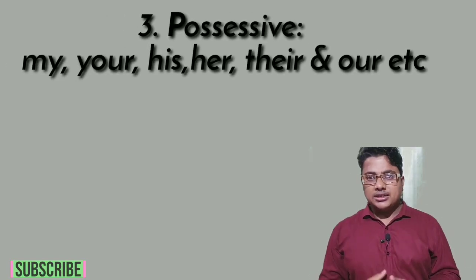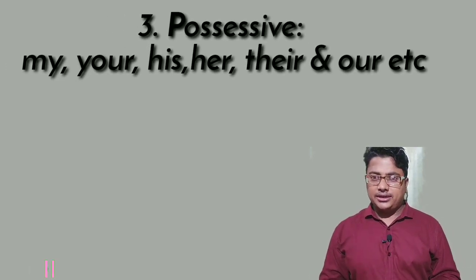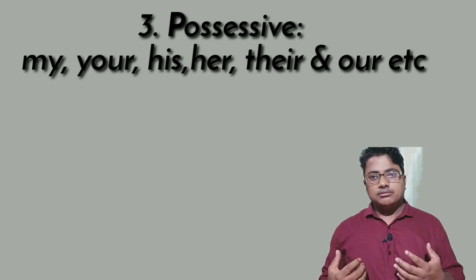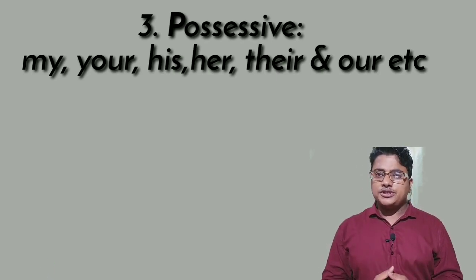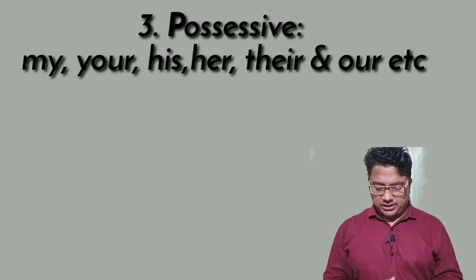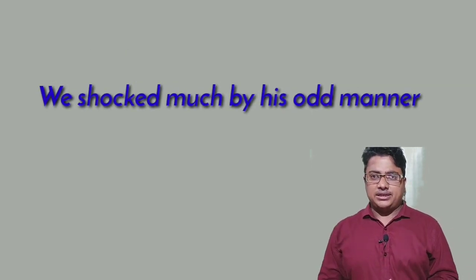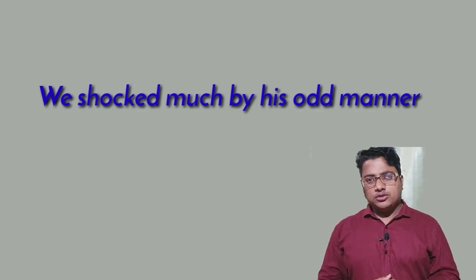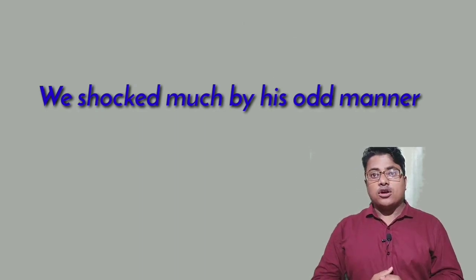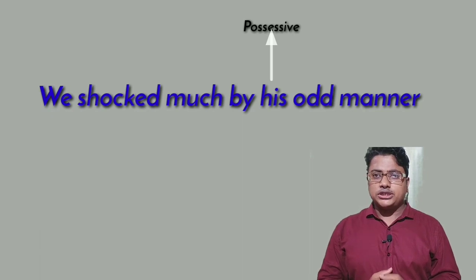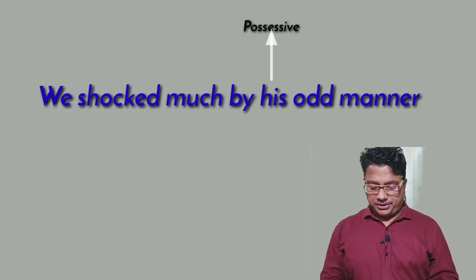Another kind is possessive. My, your, our, their. These are possessive and possessive is a part of determiner. For example, we were shocked much by his odd manner. Okay, here we use his odd manner. His is possessive, so here we use determiner.